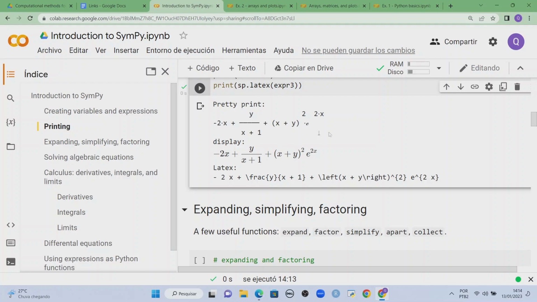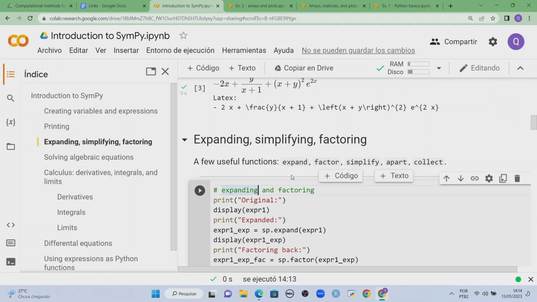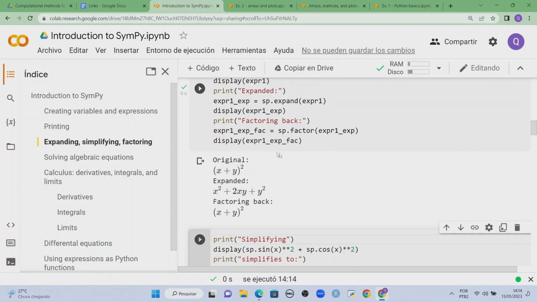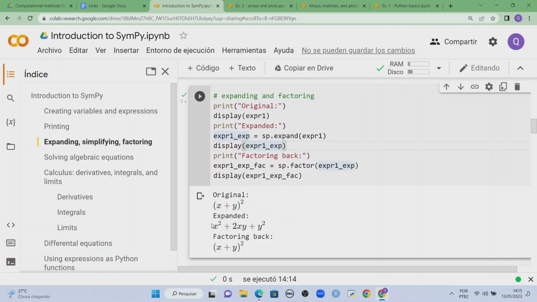Now, what can you do with these expressions, right? You can expand, simplify, and factor. So, for instance, let's do some examples, okay? For instance, x plus y squared. If I call this expression 1 here, and I expand expression 1, I get expression 1xp. If I display this, I just open it, okay? So it does it for you, okay?